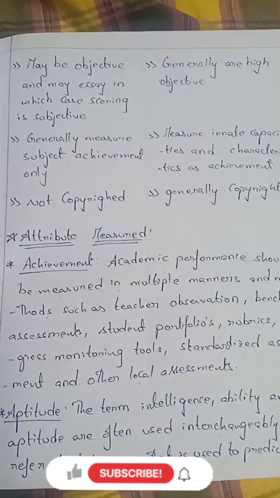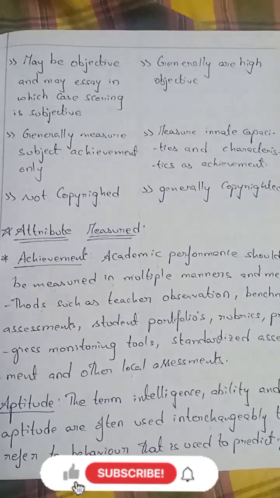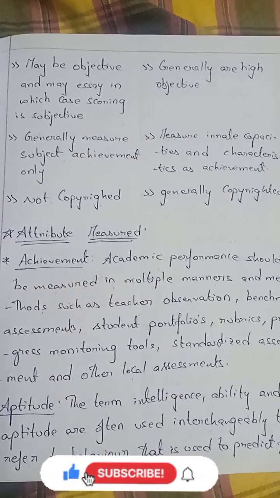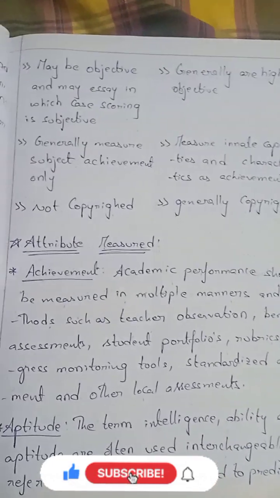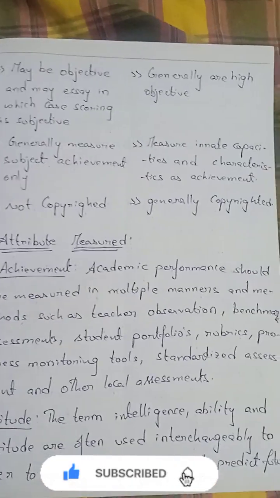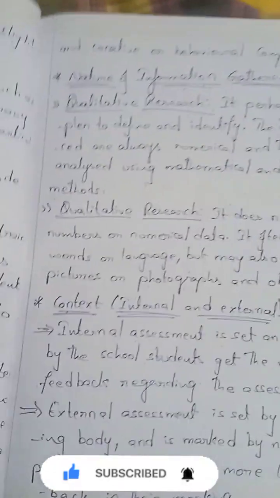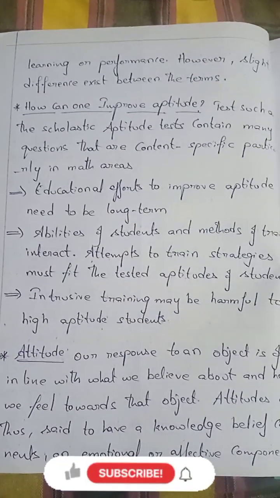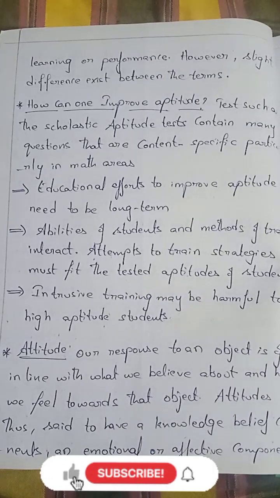Whereas in aptitude, the terms intelligence, ability, and aptitude are often used interchangeably to refer to behavior that is used to predict future learning or performance. However, slight differences exist between the terms.